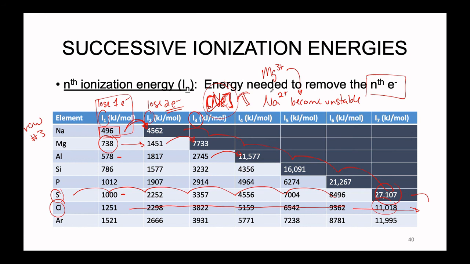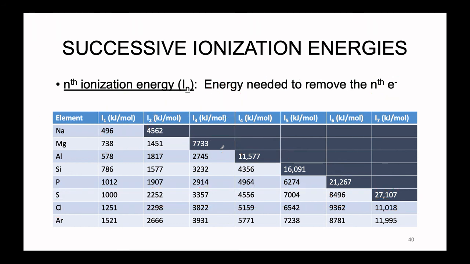If we know what the reported successive ionization energies are for a certain elemental species, we can also backtrack and predict what column of the periodic table it corresponds to. So I'm going to clear this off a little bit. Let's say that you are told that the successive ionization energies for a particular element, I1 through 3, are low, and the fourth ionization energy spikes.